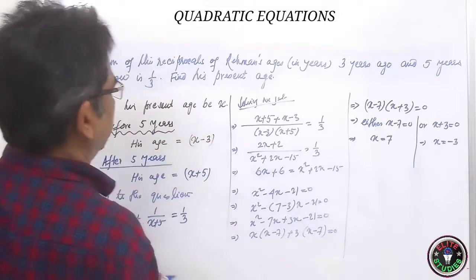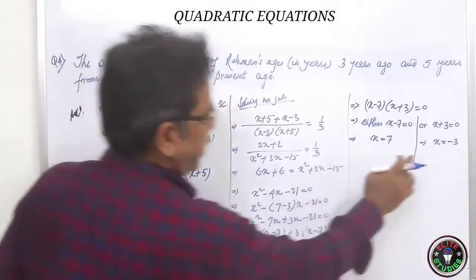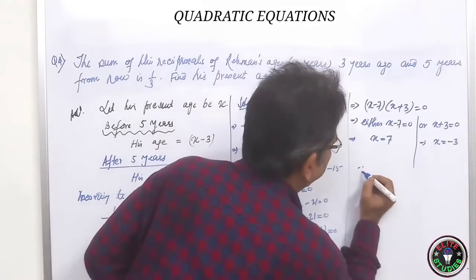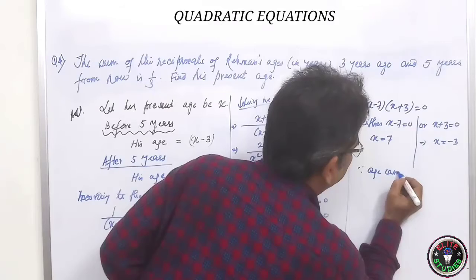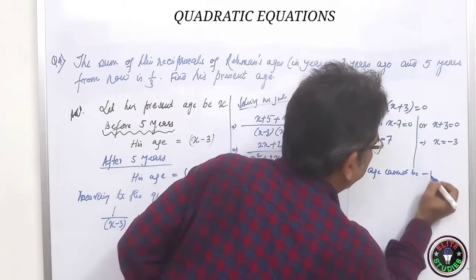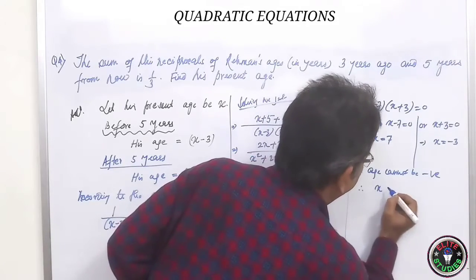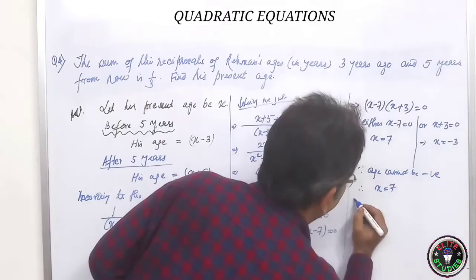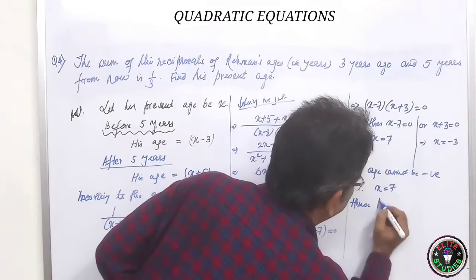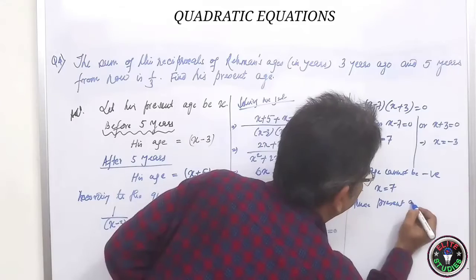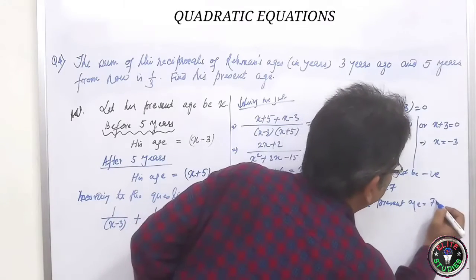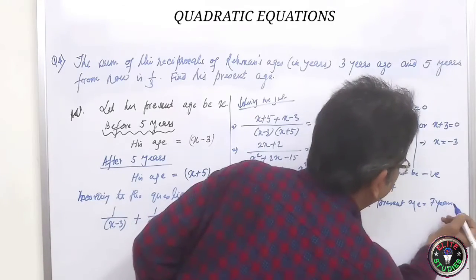Now you have to think, as age cannot be negative, so therefore x is equal to 7. Hence the present age is equal to 7 years.